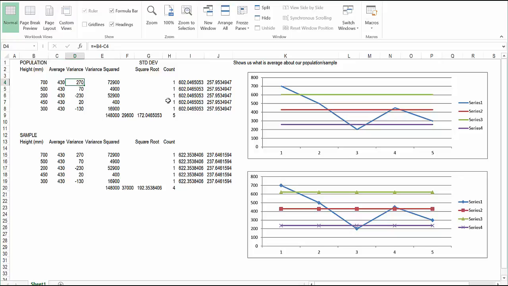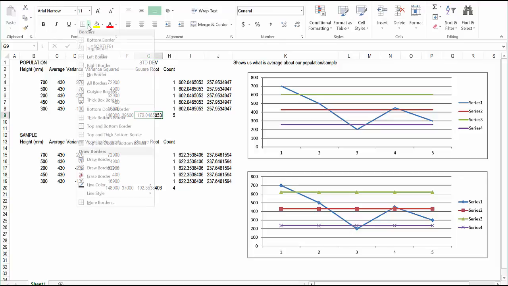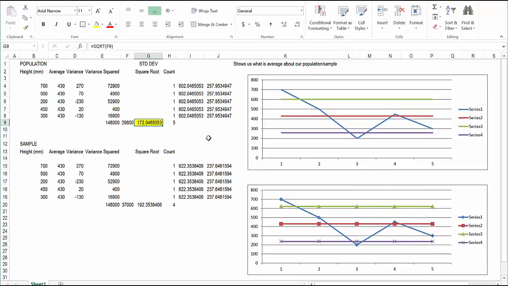Then it calculates a variance, taking column B minus column C and doing that all the way down. And then it's doing the variance squared, so this 270 times itself. So here's my total population, all 5 of them. This number takes the 148,000, divides by 5, and this is the square root of the 29,650. Now this square root, and I'm going to highlight this for a moment, that number right there, that standard deviation, I can get to in a function without having to do all of this math.